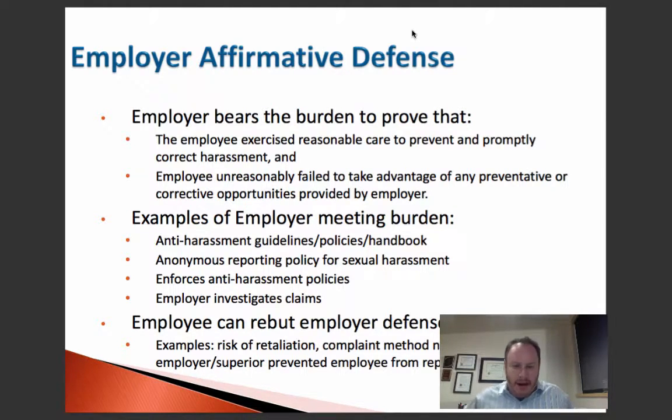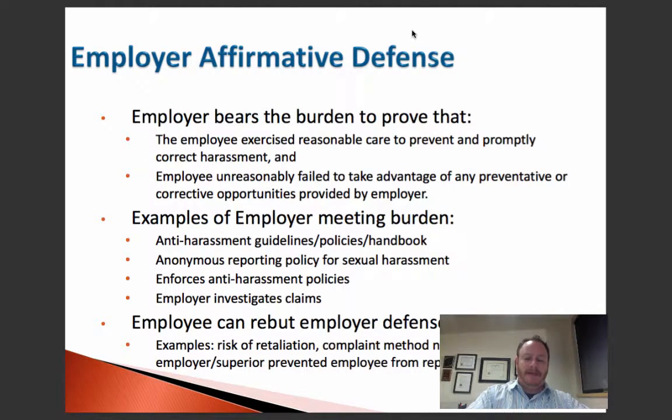So some examples of employers meeting their burden is if they took time to create an anti-harassment policy handbook, or if the employer had in place anonymous reporting policies that would allow the employee to submit something online without any sort of identifying information that would go to a third party to report that claim, and there'd be an investigation. And the employer needs to also enforce these policies.